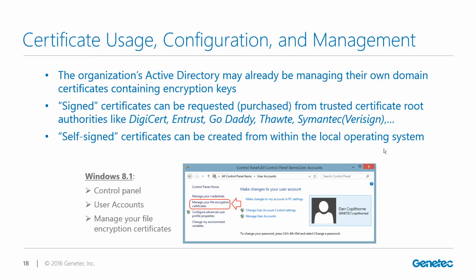Now your self-signed certificates, those can actually be created within your local operating system too. So just to give you an example, from within Windows 8.1, you just need to go into your control panel, go into your user accounts, and then you click on your Manage Your File Encryption Certificates link right here, and it'll open up a wizard and it's going to step you through everything you need to know to create a self-signed certificate for you.